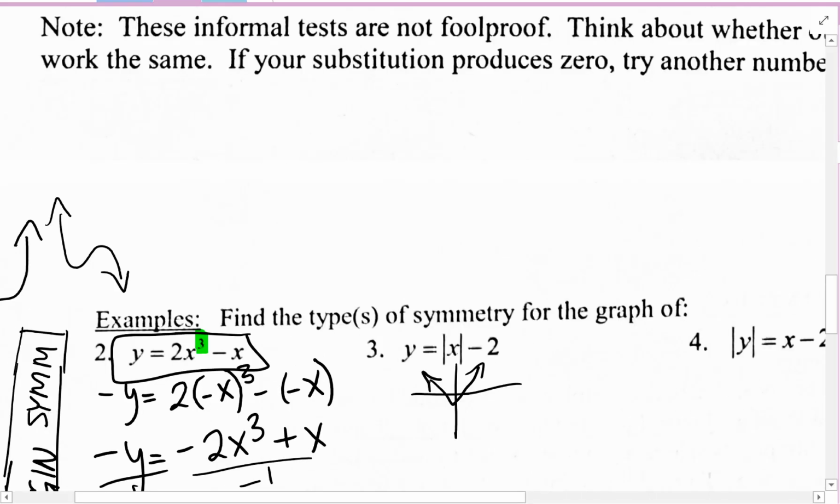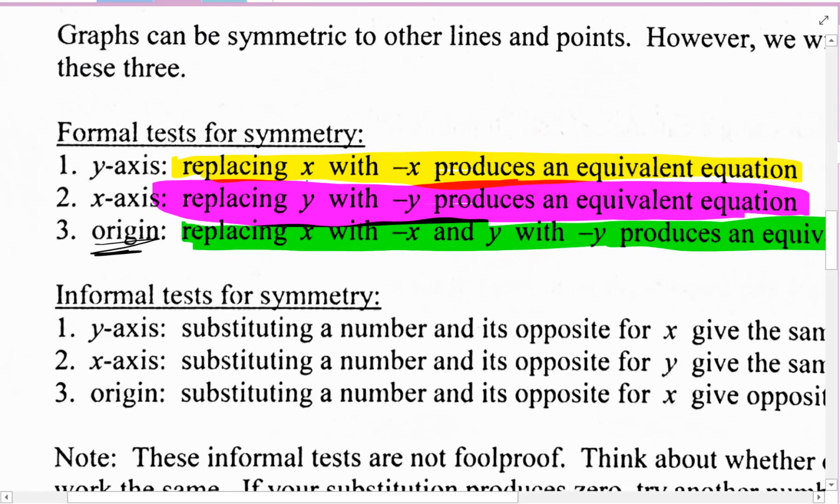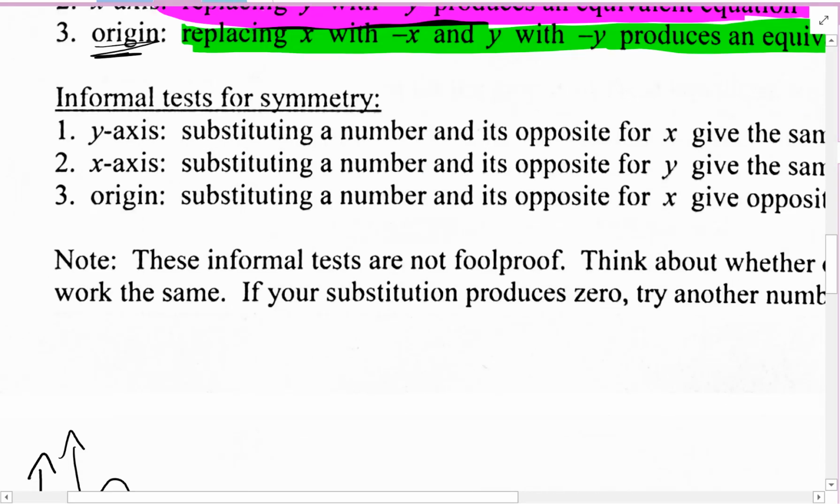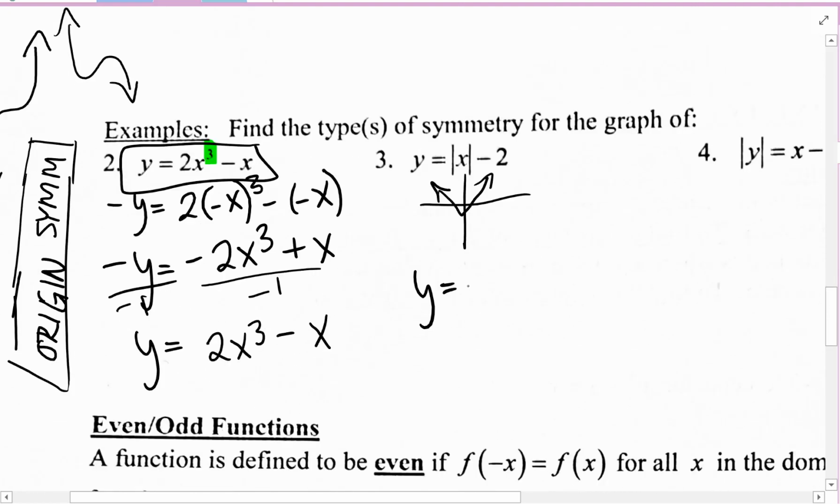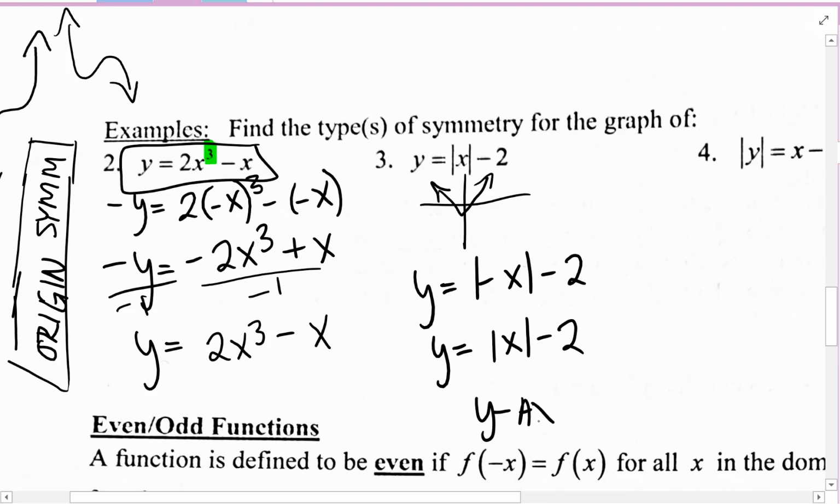To test for y-axis symmetry, we replace x with negative x and see if it produces the same equation. Oh, I think it is. I think it's going to work because the absolute value of negative x is simply positive x. And yes, that is the same as the original equation. So we have y-axis symmetry.